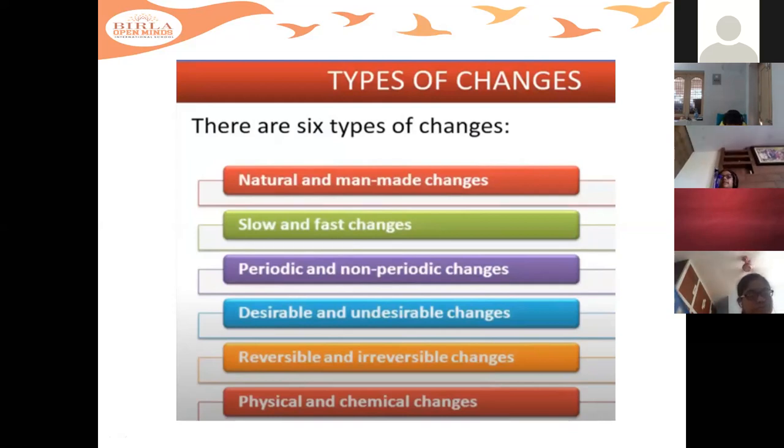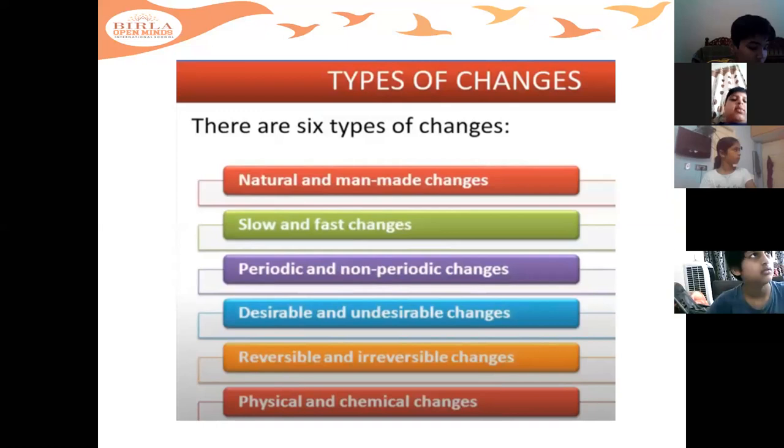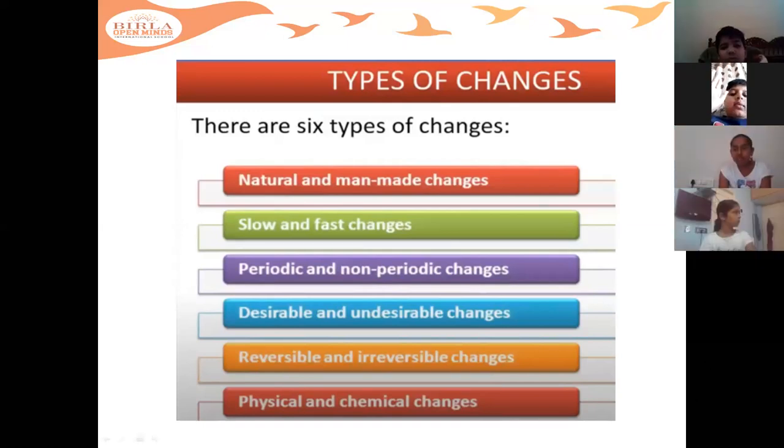Yes, Rikshita. Ma'am, dissolving salt in water. Okay. Is it a slow change or a fast change? Slow change, ma'am. It is a fast change, ma'am. It dissolves fast. Yeah, it is a fast change. Yes, Anvita.